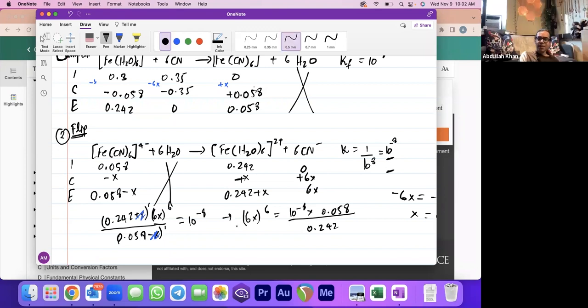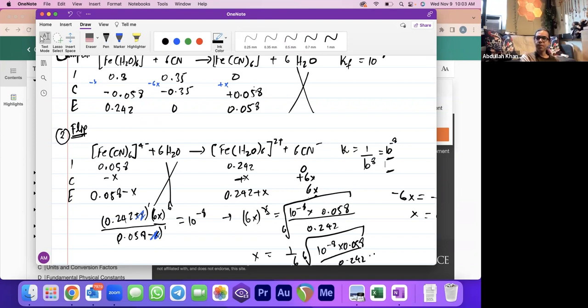Exactly. So you take the 6th root of both sides, and that goes away. And so x, divide both sides by 6. It's a 6th of the 6th root of 10 to the negative 8 times 0.058 over 0.242. And that's it.